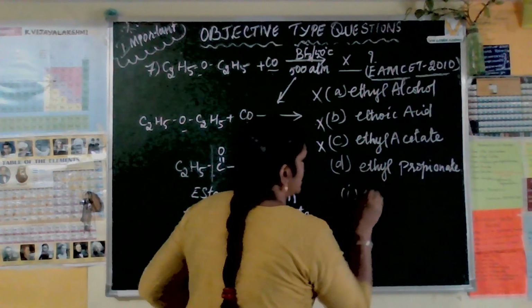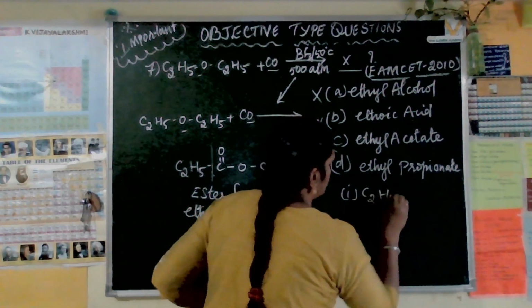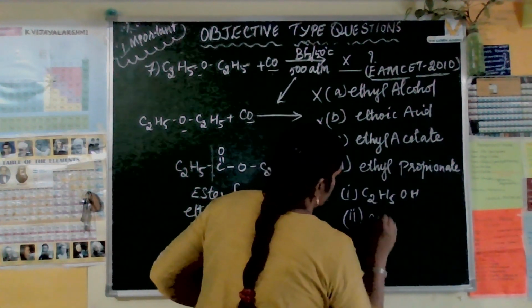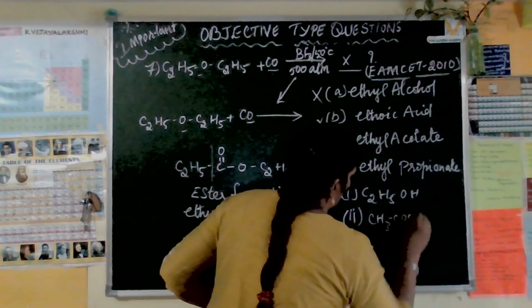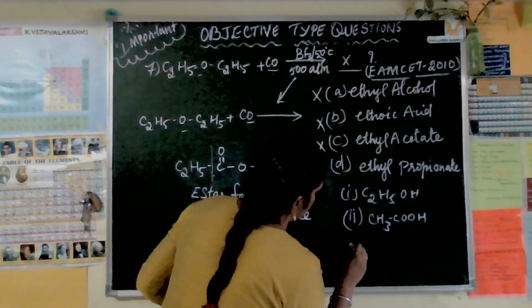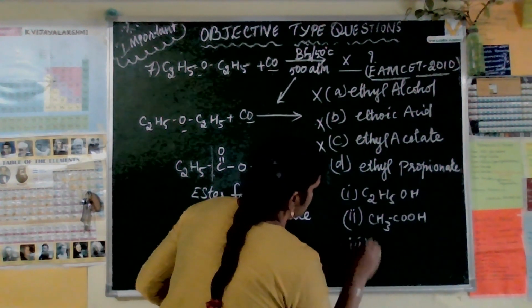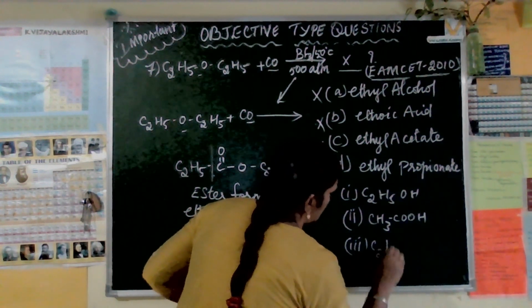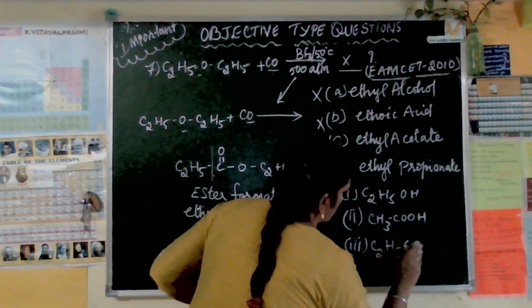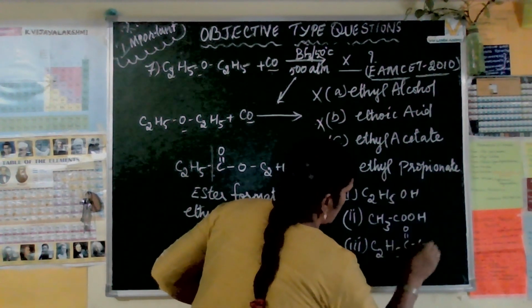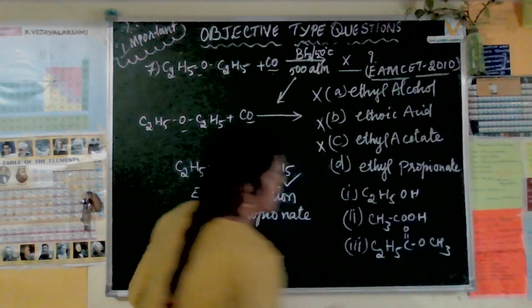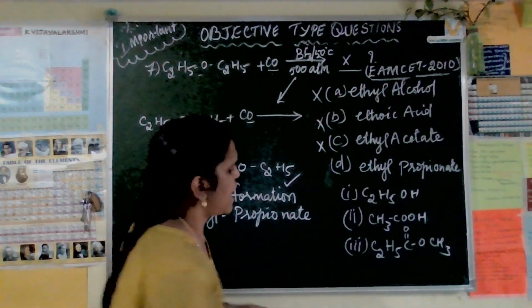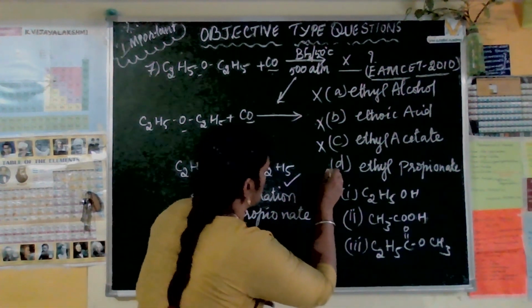When I am writing that formula, I hope you can follow. The first one is ethyl alcohol, C2H5OH. The second one, ethanoic acid, CH3COOH. Third one, ethyl acetate, how to write it? C2H5, COO, C double bond O, CH3, ethyl acetate. And the fourth option, of course, is this one.